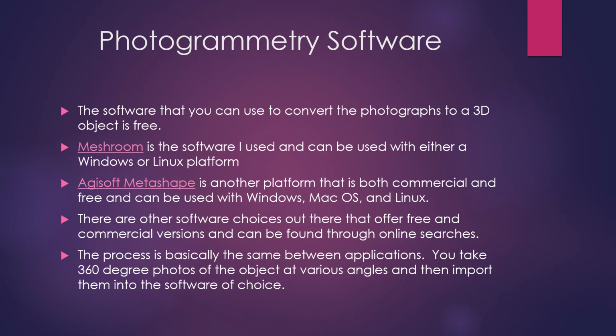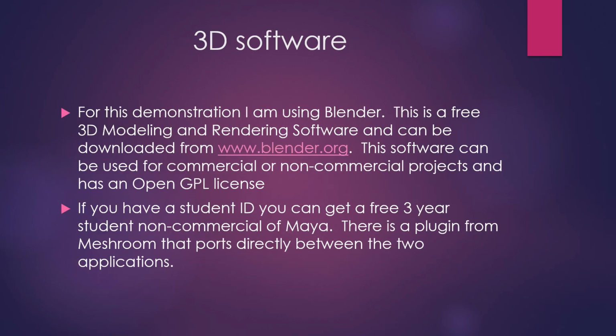The process is basically the same between applications. You take 360-degree photos of the object at various angles, and then you import them into the software of choice. After that, you're going to need some 3D software to take the object into. There's a refining process that you have to go through afterwards, and you need this software to simplify the mesh to make it usable in other applications.